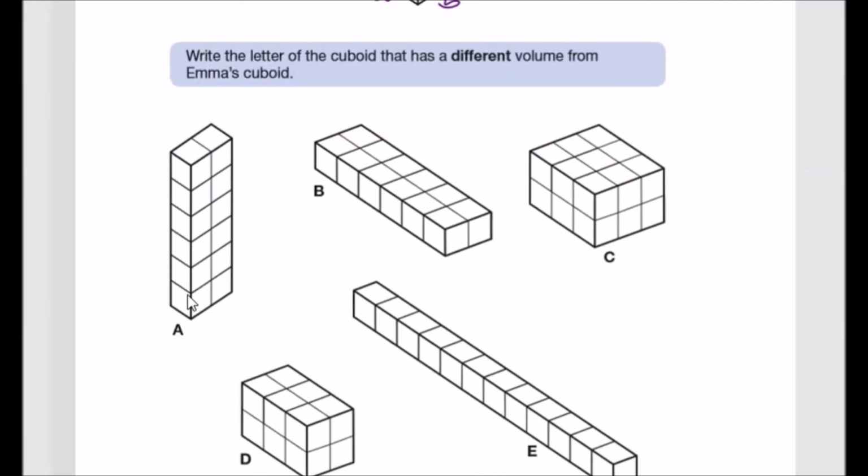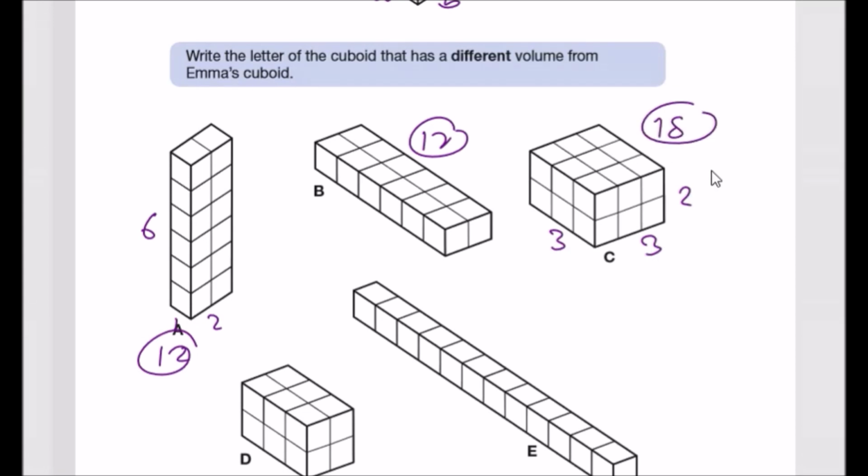So we're looking at something with the same volume. So this one here is 2 by 1 by 1, 2, 3, 4, 5, 6. So this will give you 12. That's the same. 6 by 2 by 1. So this is 12. 3 by 3 by 2. That looks different. 6 times 3. So this is 18. So C is one of them.